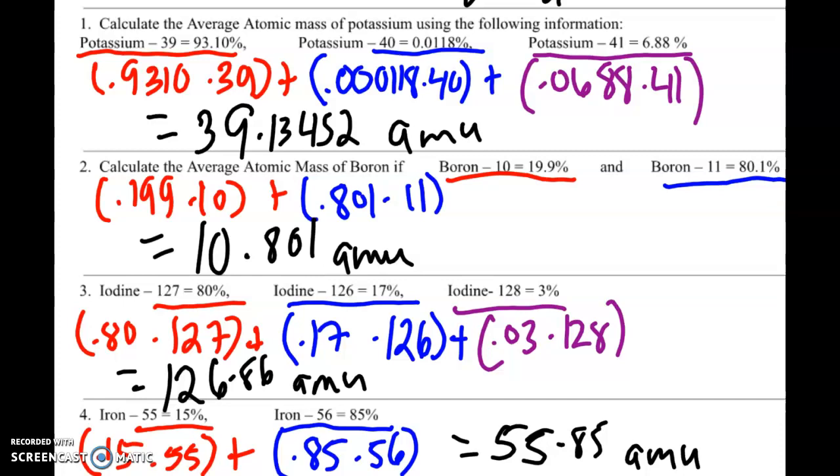So let's look at number 1 here. 39, 40, 41. That means my final answer has to be between 39 and 41, which it is, and it should be closest to the highest percentage, which is 39 at 93%. That's true. Here's your final double check. Go to the periodic table and see if you're close.